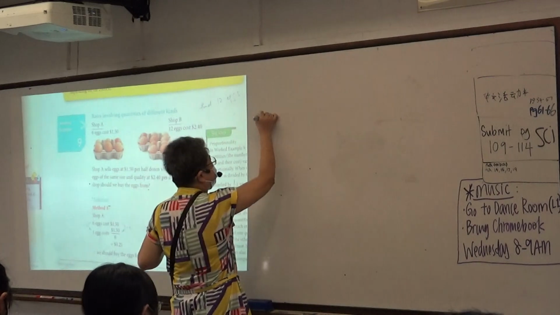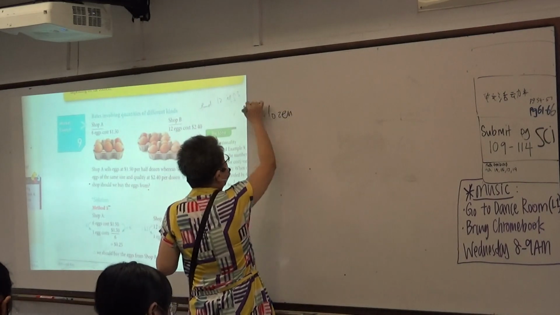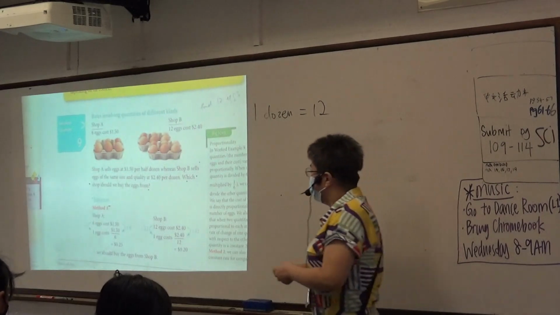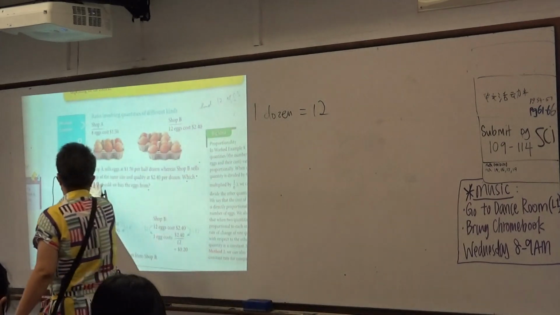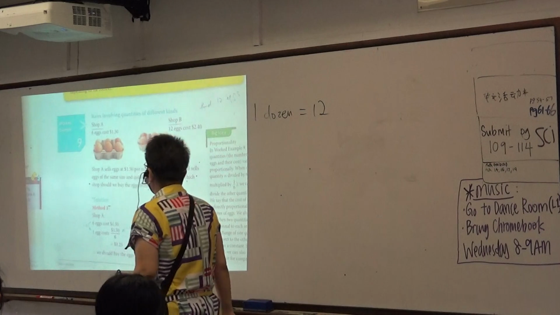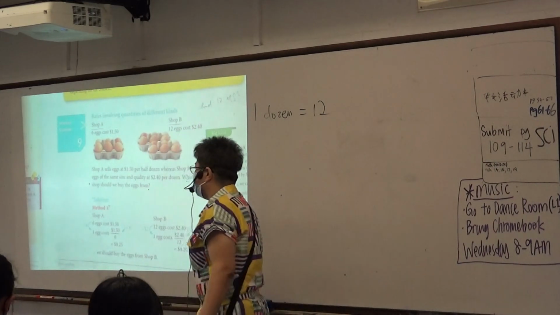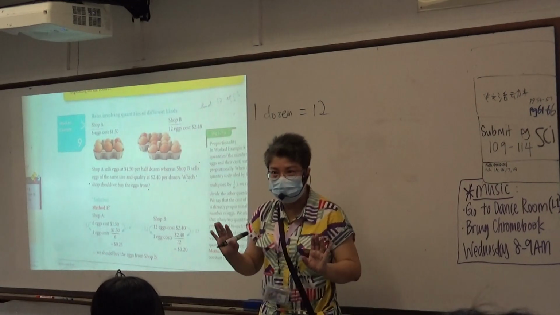Now I need to explain. 1 dozen equals 12. Do you all know that? Yes, and shop B sells eggs of the same size and quality at 240 per dozen. Which shop should we buy the eggs from? Now it's very easy, this one.